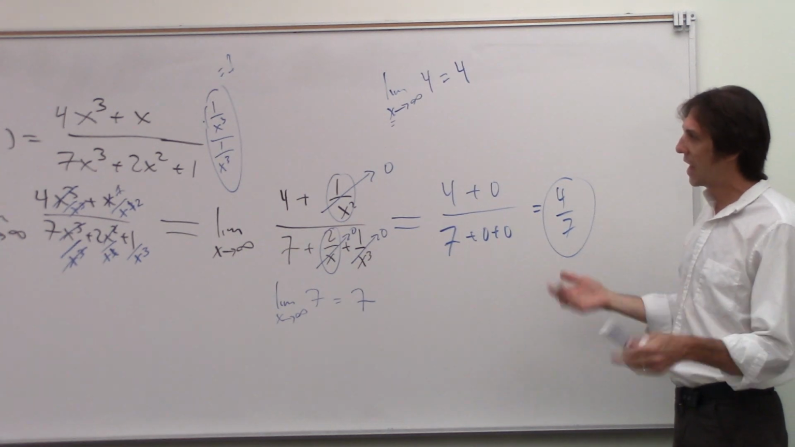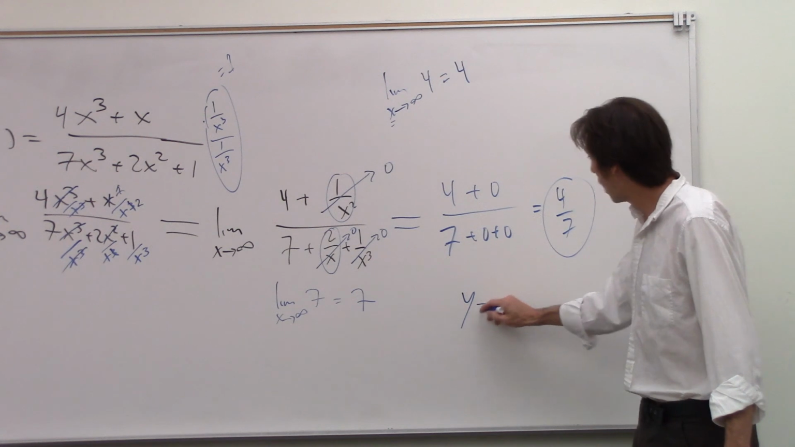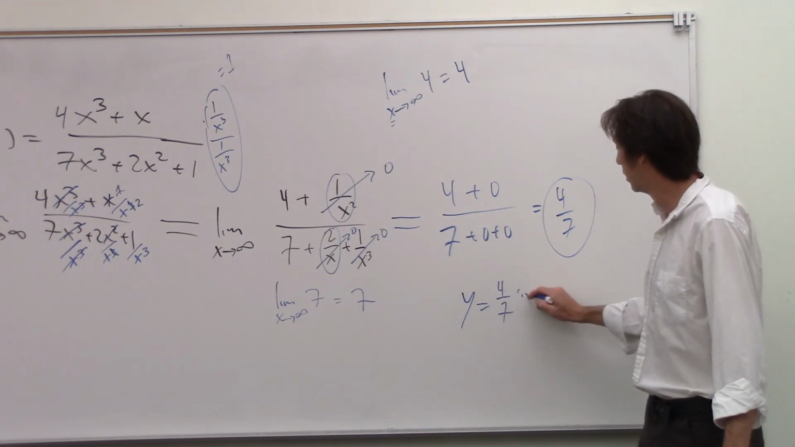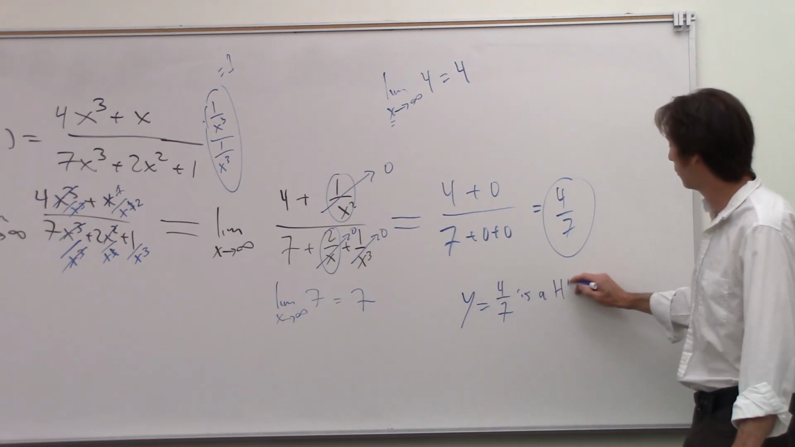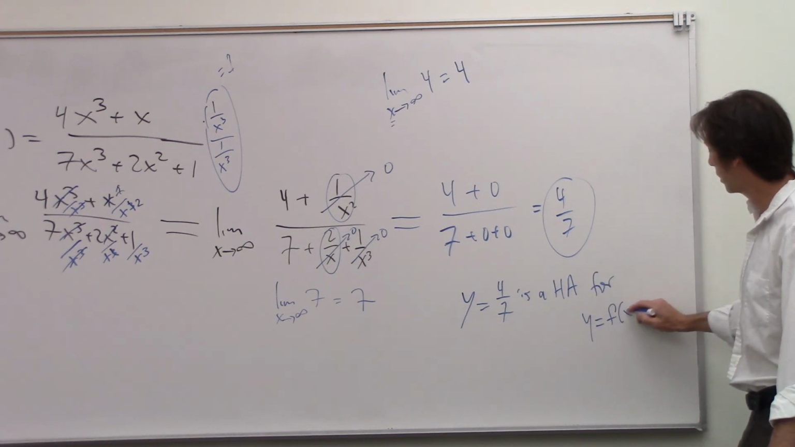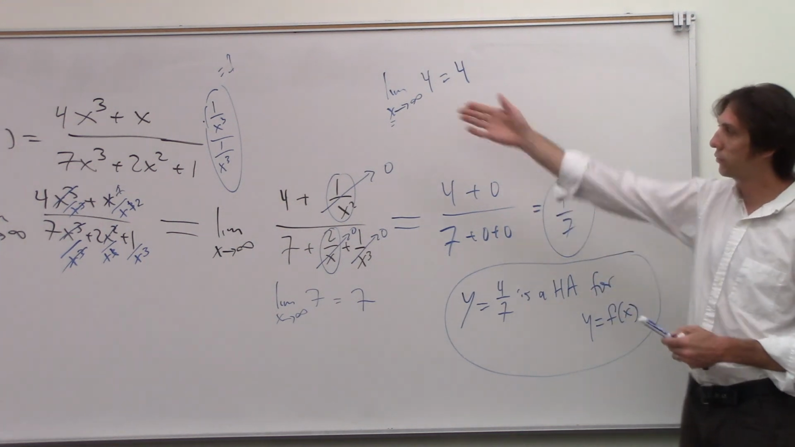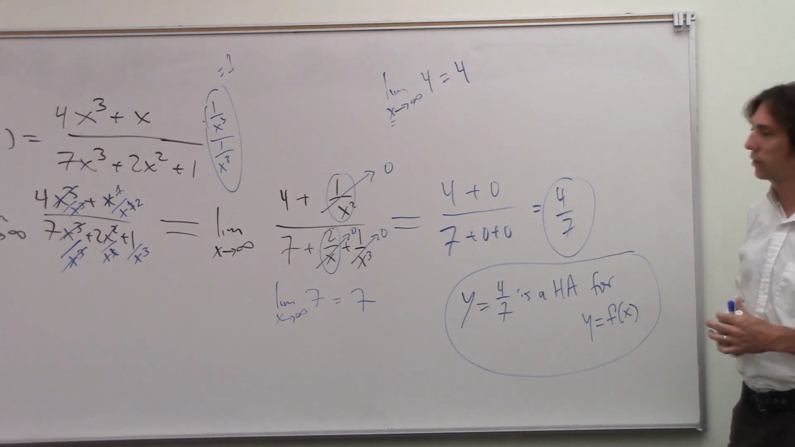It's a limit at infinity. And what I can say at the end here is that y equals 4 over 7 is a horizontal asymptote for the particular function that I'm looking at, in this case y equals f of x, 4x cubed plus x over 7x cubed plus 2x squared plus 1.